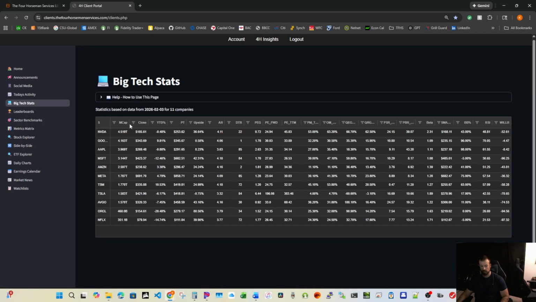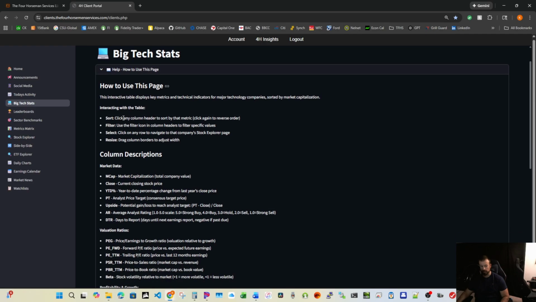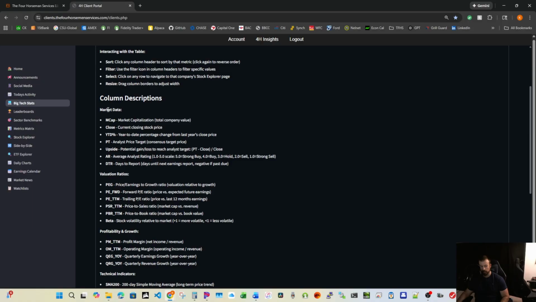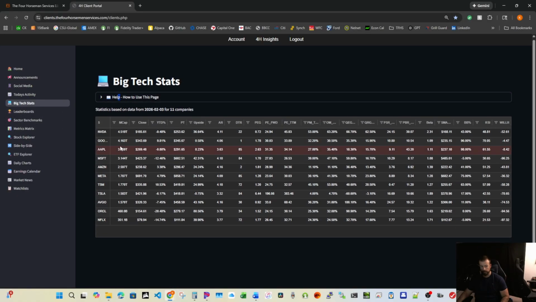Moving right along, we see our big tech stats. Now, some of these abbreviations you may not be aware of what they mean. Therefore, we wrote a list of different items to show how to interact with the table and what each column means as an abbreviation and how to use it. For instance, one thing I like to do in here is I come to the big tech stats.